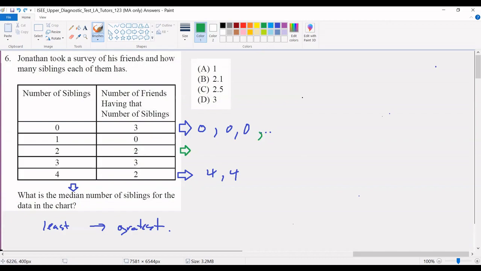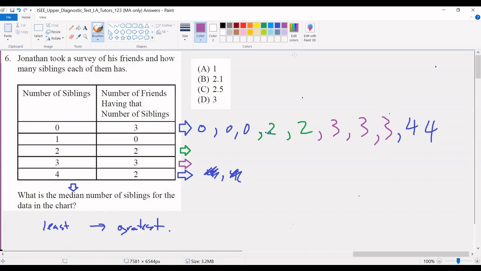Right here, we have 2 siblings, so I'm going to continue this list with 2, 2. And then over here in the third line, this tells us that 3 of his friends have 3 siblings each. So we continue with 3, 3, 3. And again, to finish off with our 4s down here, we're finishing off with 2 more 4s. So now this is our list from least to greatest.